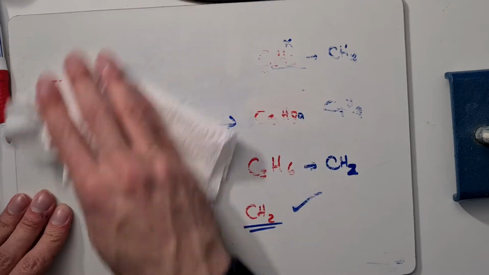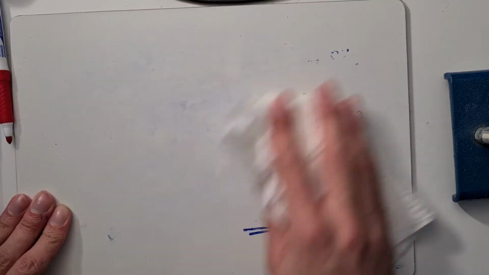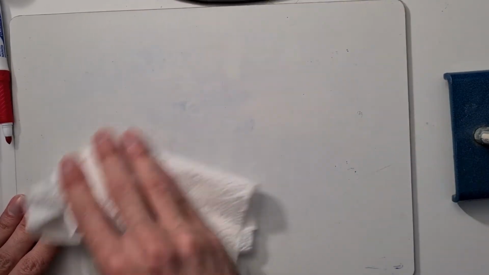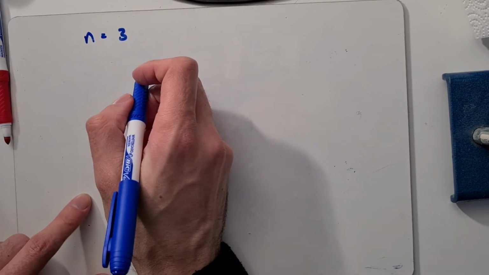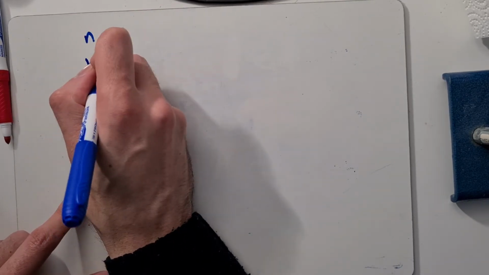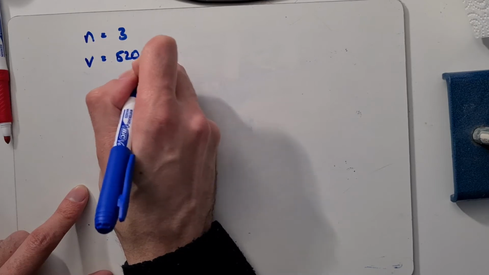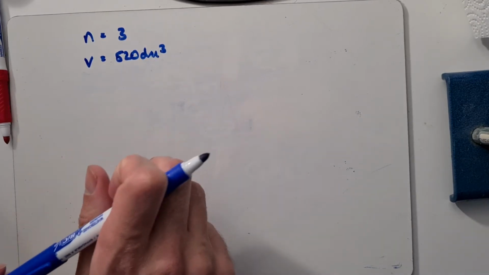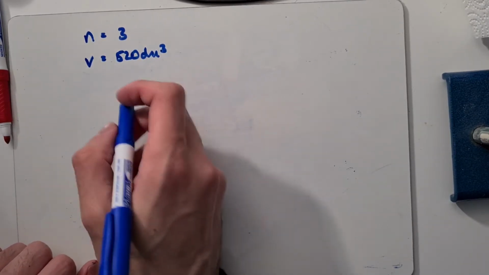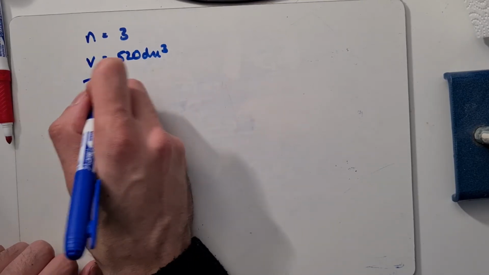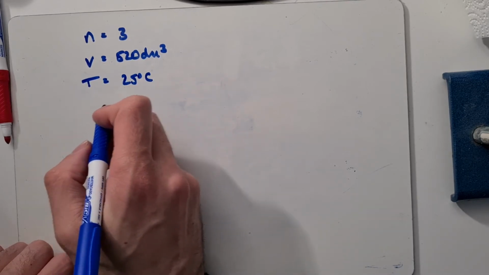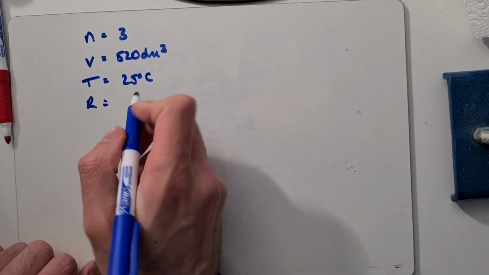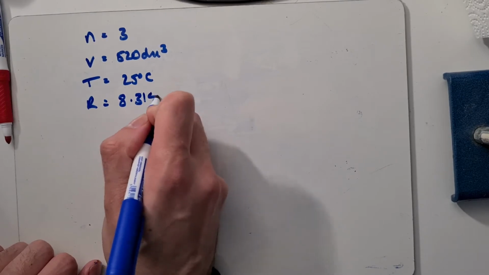Question 8. Brilliant. What is the pressure of 3 moles of gas? So straight away, n equals 3. Volume equals 520 decimeters cubed, we'll come to that in a bit. Container at standard temperature, so temperature is 25 degrees Celsius. And the gas constant is 8.314.